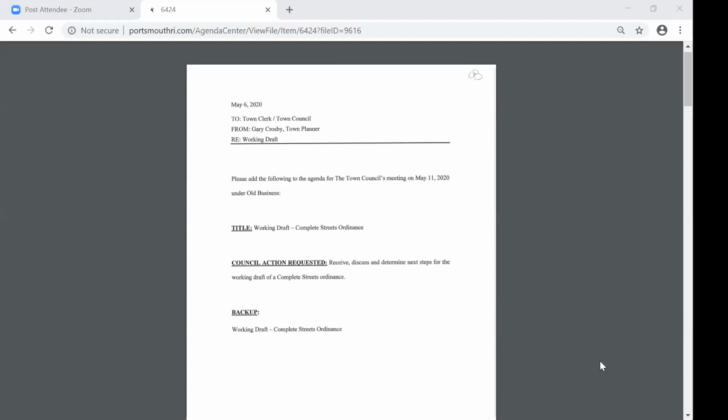The bulk of the guidance that I've received about this matter says that municipalities wanting to approach this subject should consider drafting complete streets policies first, rather than complete streets ordinances. Ordinances use the words shall and must and so forth, and require things to be happening. And so I drafted a complete streets ordinance.